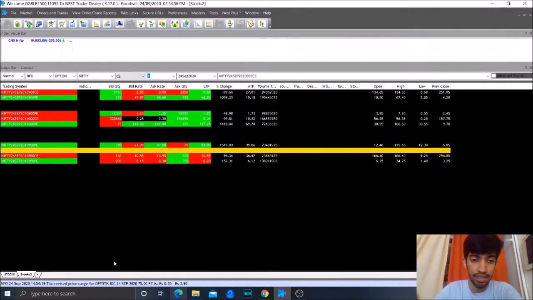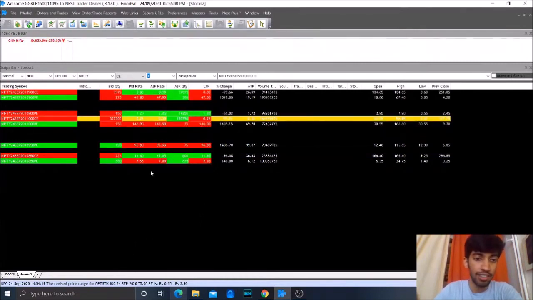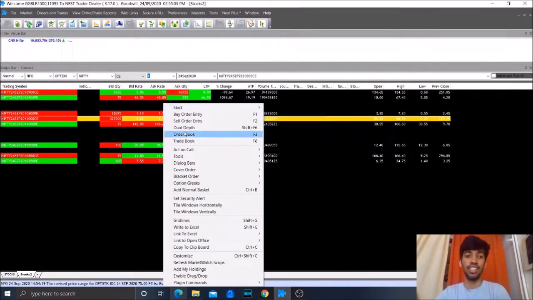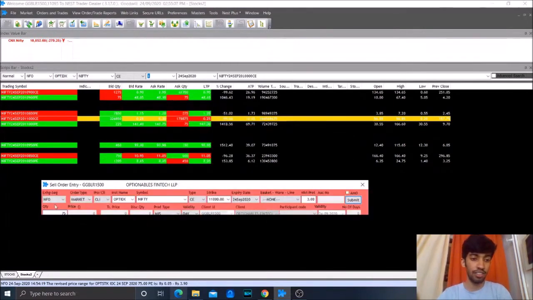So there's no hurry. If it manages to hold on till 3 o'clock, since I'm a little more sure of it not going to 11,000, I can go ahead and short more of 11,000 and get this 20 paisa, 25 paisa itself. So nothing is a waste.